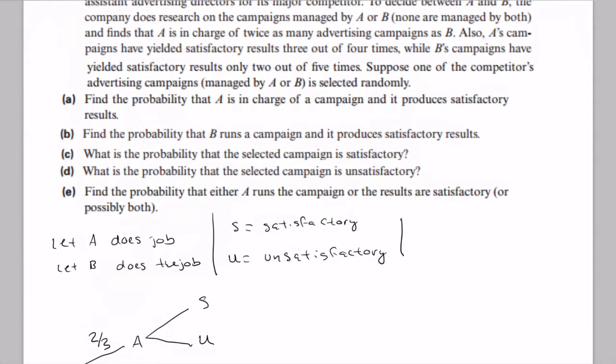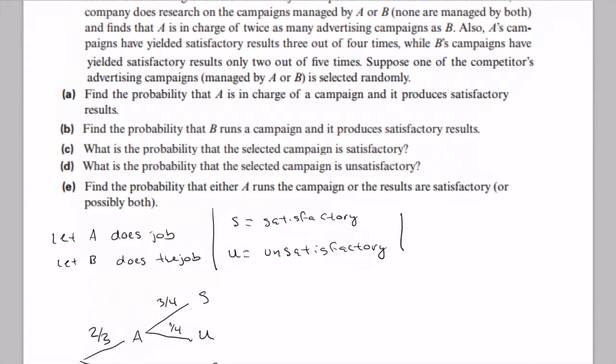Now, A's campaigns yielded satisfactory results 3 out of 4 times. Satisfactory for A. And if that's so, then we have unsatisfactory be 1/4. This one's 2/5 satisfactory for B. Therefore, this is 3/5 to be unsatisfactory.